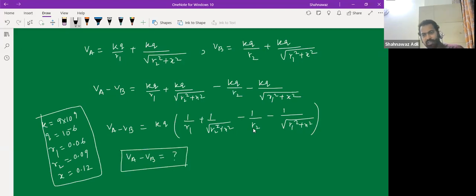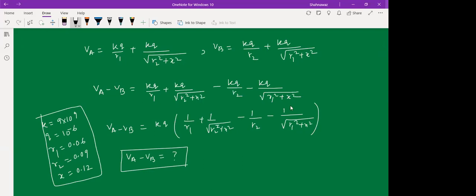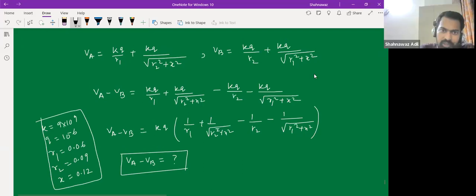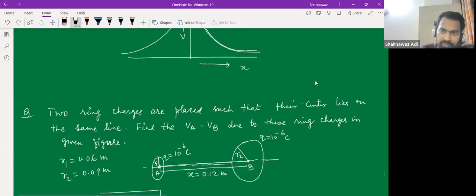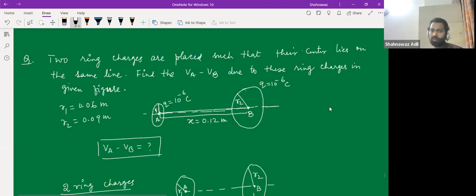Okay, so try this and solve this and tell me the answer in the next class. Any doubt in this question? Any doubt in this question, guys? No, sir. So please note it down from this point.